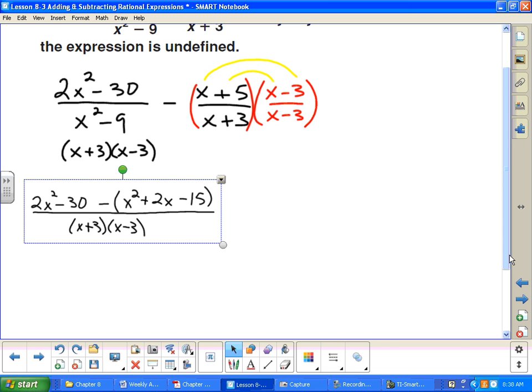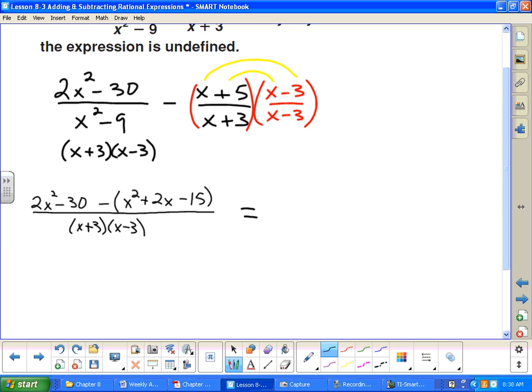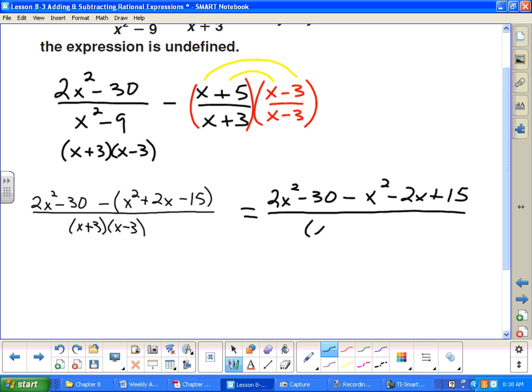Okay. So now then, I need to distribute that negative sign. Okay? The minus in front of the parentheses, we need to distribute that. So we have 2x squared minus 30 minus x squared minus 2x and plus 15. It's an extra step or two, but I need to make sure that I distribute the negative.